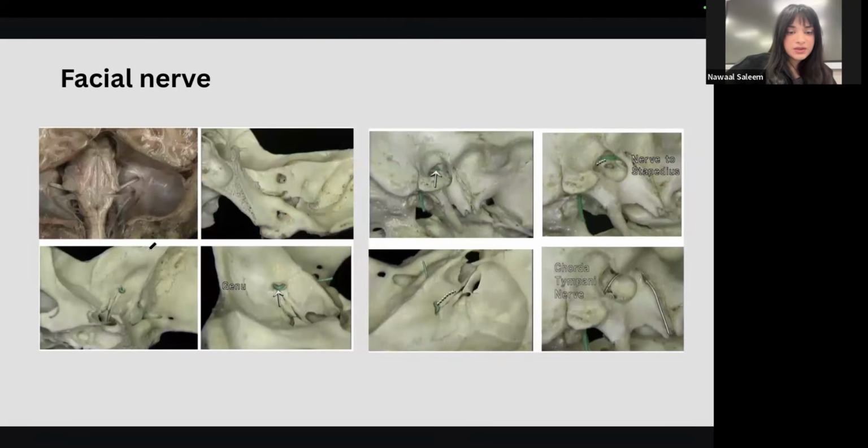Again, this is just a bunch of pictures. We'll go through in depth in OSPE, but you have the nerve to stapedius in the middle ear. You also have the genu in the middle ear, the sharp turn, and the chorda tympani nerve, which is given off in the mastoid canal.